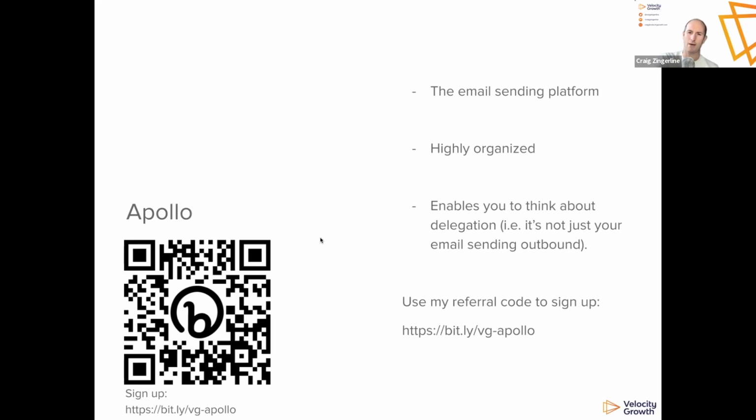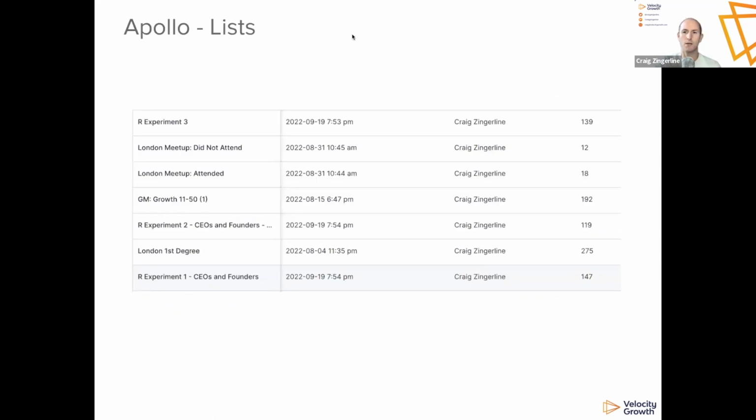It forces me to be highly organized, and it's going to enable you to think about, again, that delegation component. You can have multiple people log into Apollo, and you can have multiple people creating multiple campaigns within Apollo. This is the list view.